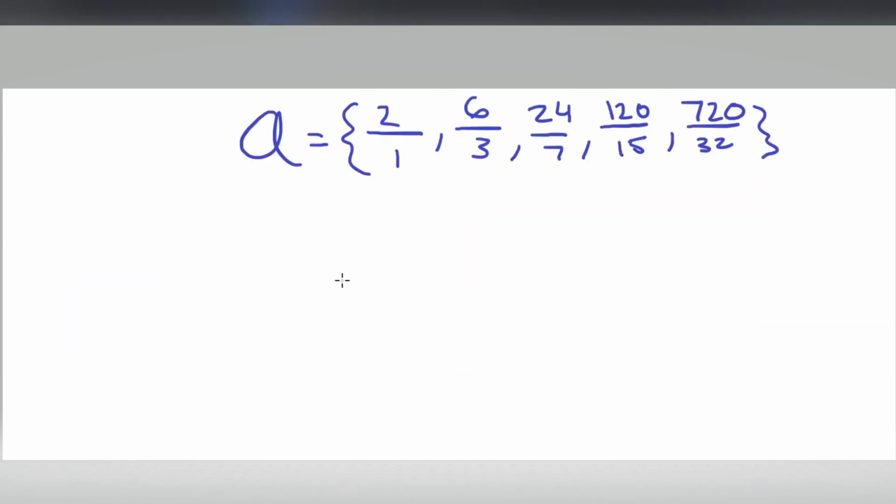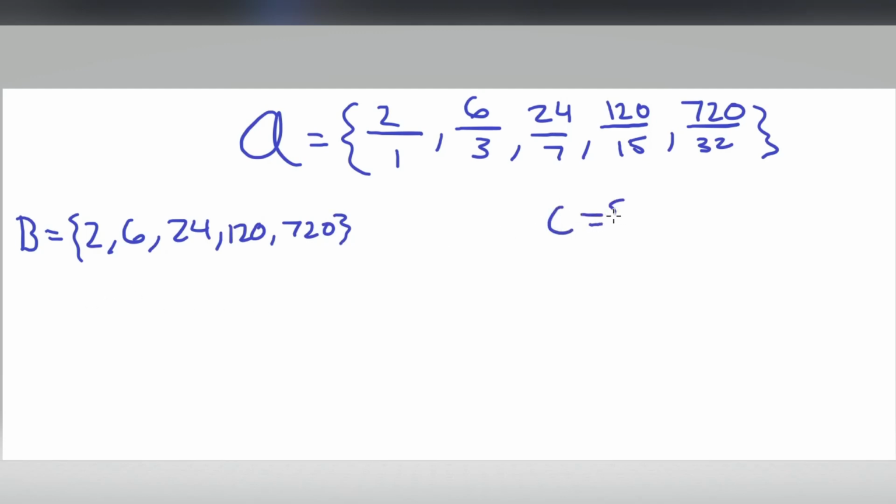All right, let's say we have this sequence. Once again, we're going to split it up into top and bottom. So we're going to have b of n, or in this case will just be b, will equal 2, 6, 24, 120, 720. And we'll have our c be 1, 3, 7, 15. And this should be 31.